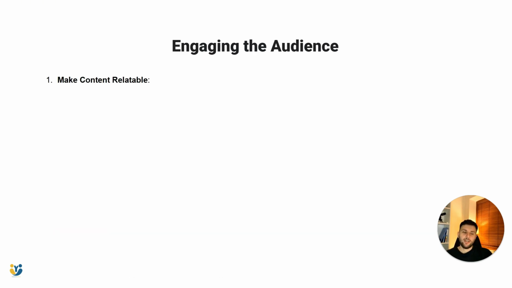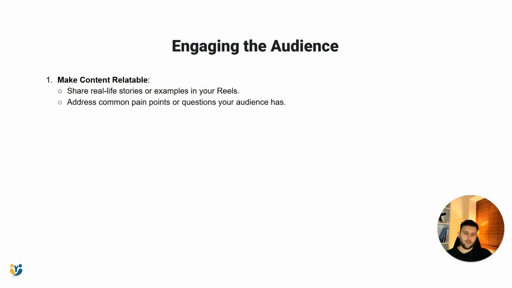Now, engaging the audience. How to engage the audience. How to make the content fun. So first of all, make content relatable. Share real life stories or examples in your reels, or use metaphors and super simple terminology to describe whatever you're talking about. Don't use fancy words and jargon. Also, make sure you address common pain points or questions your audience has and solve them for them.